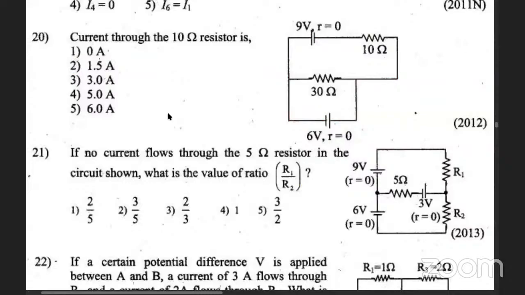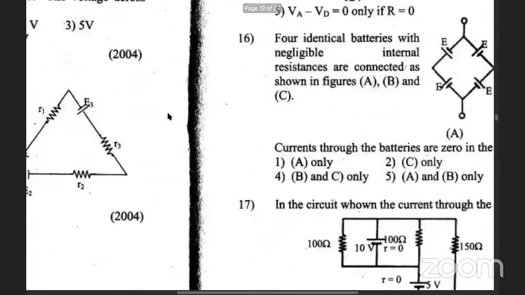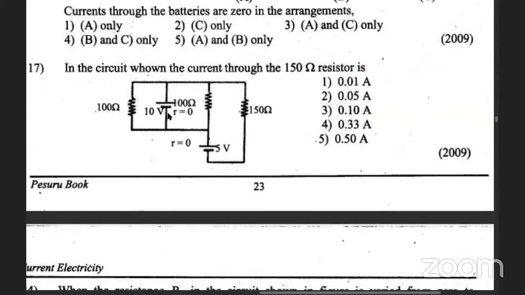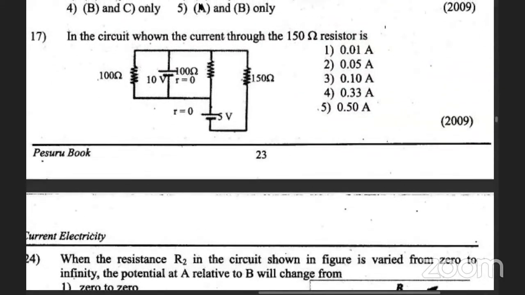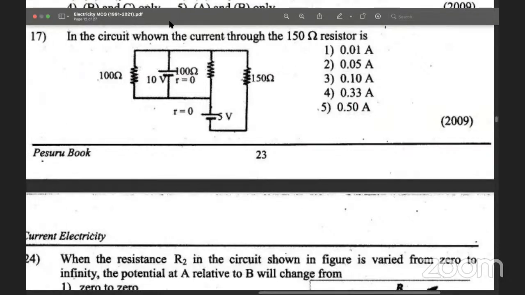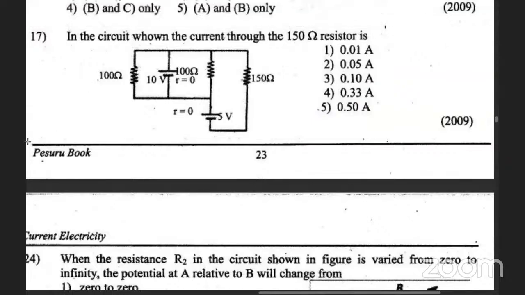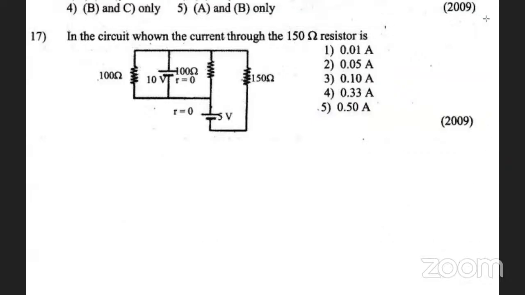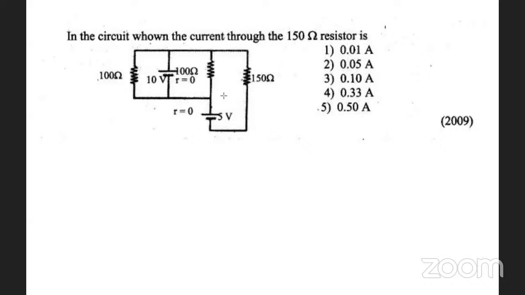And that is from year 2009, our paper. Here also the same thing. You have to use the same concept. What do you mean by same concept? Try to find a loop which includes only the required resistor. Let's read the question. In the circuit shown, the current through 150 ohm resistor is. Let's try to choose a loop which includes only 150 ohm as the resistor.